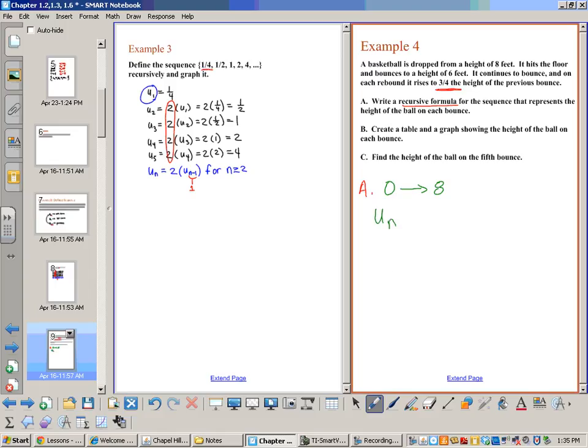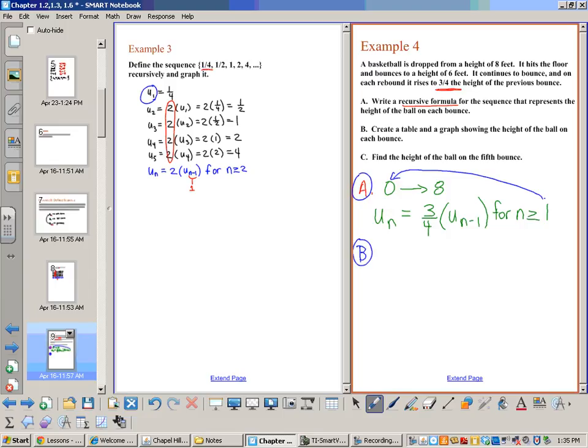So when we're coming up with our nth bounce, then it's going to be 3/4 of the previous bounce, and this time n is greater than or equal to 1. The reason that's greater than or equal to 1 now instead of 2 is because when we plug into n minus 1, we want to get this 0 here. Okay, so we've got part A taken care of.